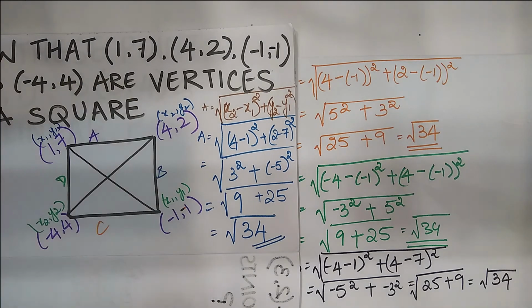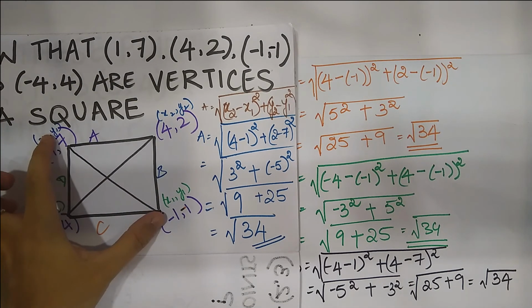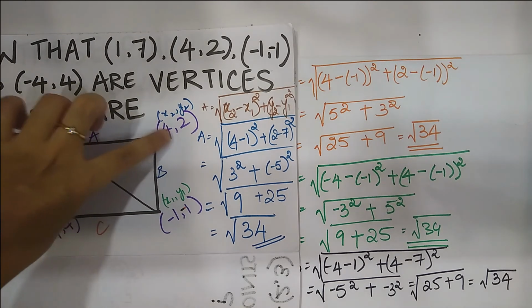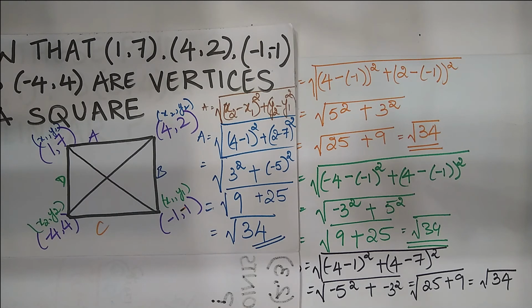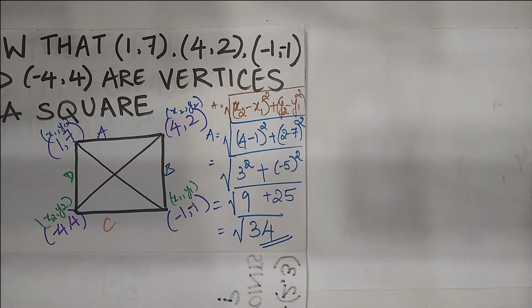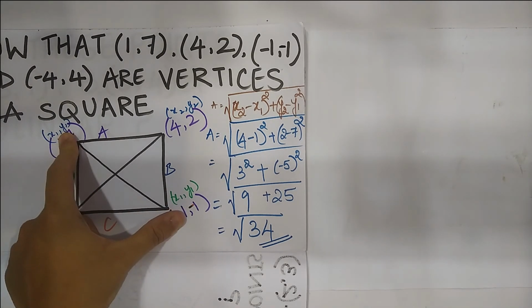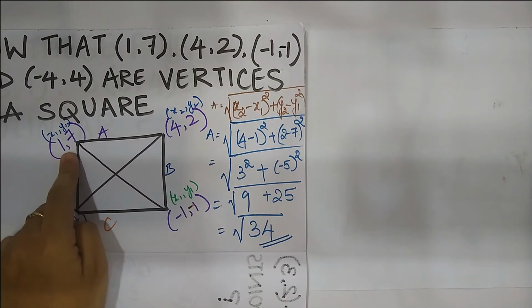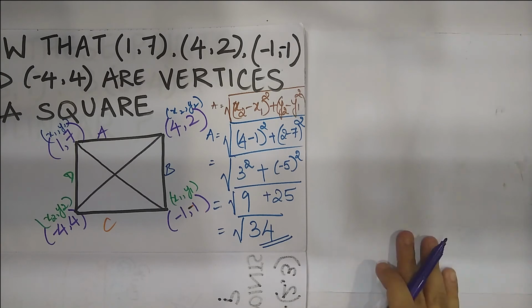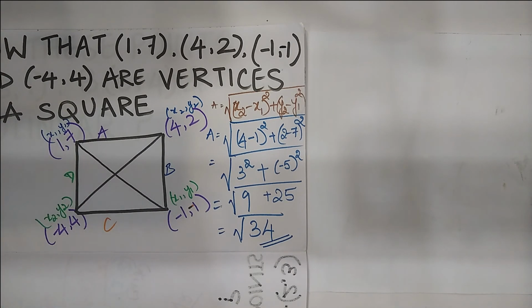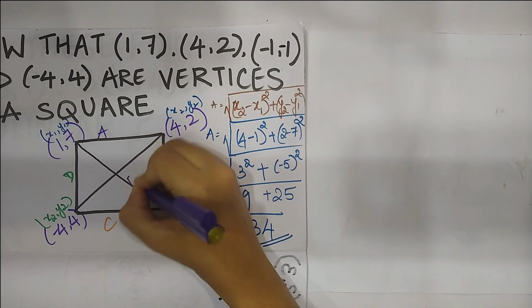So for these two coordinates, let us apply the distance formula. And according to the property, the diagonals are supposed to be equal. So both these diagonals should have the same distance. So let us do that. So for the first case, what do we have? This diagonal has coordinates 1, 7 and minus 1, minus 1. So we apply the distance formula there. So let us take this as the diagonal E.